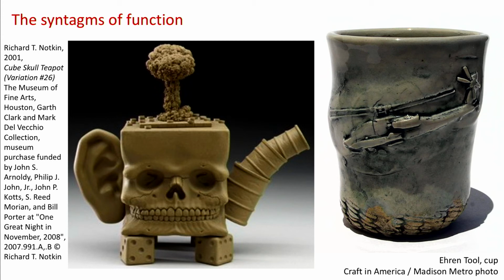Similarly, this idea of a naturalizing function of the functional syntagm appears in things like the cup, where the individual symbols are symbols of things of war, but somehow their presence in a domestic context is really naturalized by the function of the cup as a domestic object that you drink from.